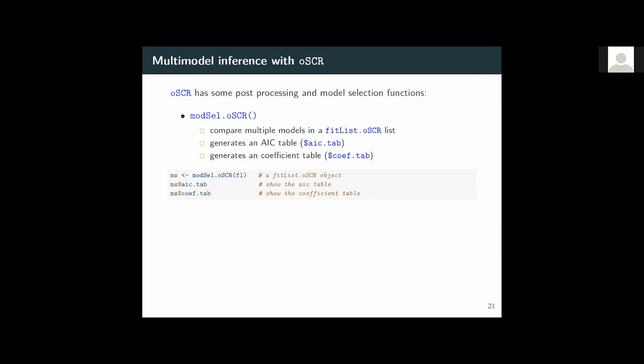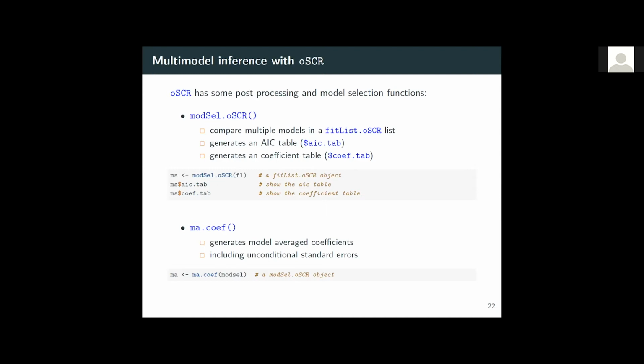The modsel function is essentially going to take this fit list object and turn it into a processed, AIC-ranked model table. So you can access the AIC table, but you can also access the full table of coefficients. And I'll show you that in a second.